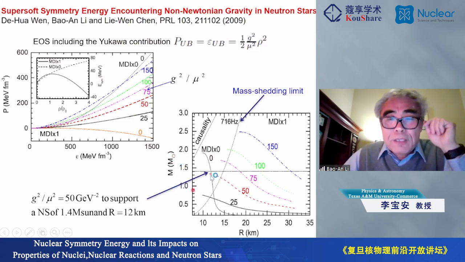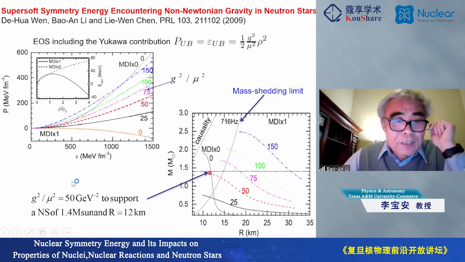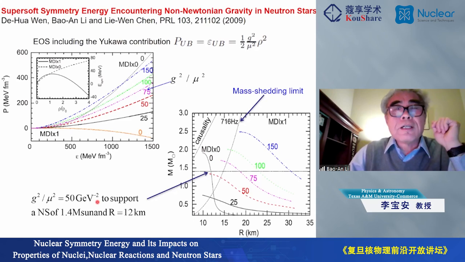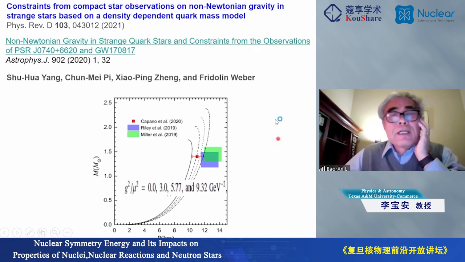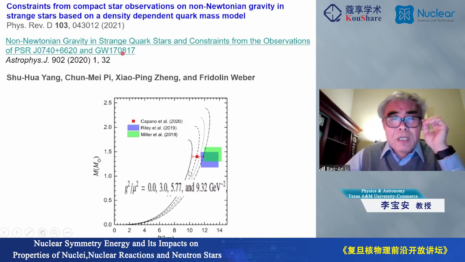We found that to support 1.4 solar mass neutron stars, you need this coupling constant to be around 50 over GeV squared. So we can solve this, get out of this trouble. This similar idea has been used in the last couple of years by the group of Professor Zheng Xiaoping in Wuhan. They look at the effect on strange quark stars, and they further use the observational data from neutron stars or gravitational waves to try to constrain the coupling constants.